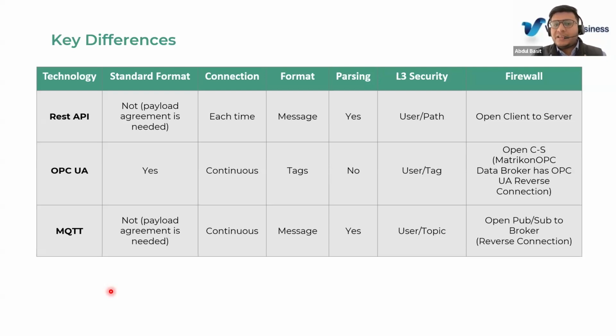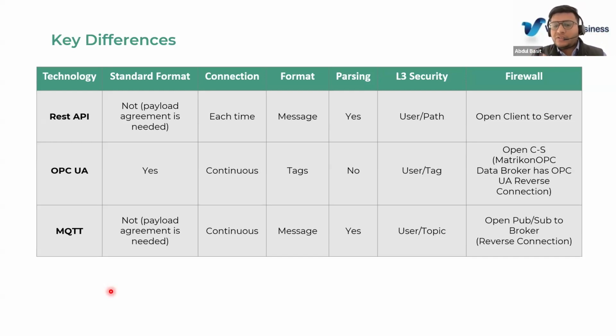In case of REST API, the client has a request and the server is responding, and that's it. There is no continuous communication. In case of OPC UA and MQTT, you have continuous communication. And that's why when it comes to the technology of OPC UA and MQTT, you can also have store and forward. It's part of the technology.